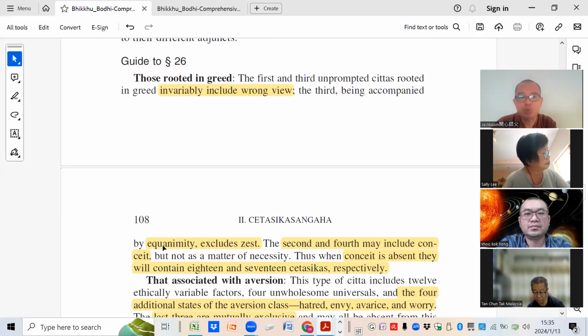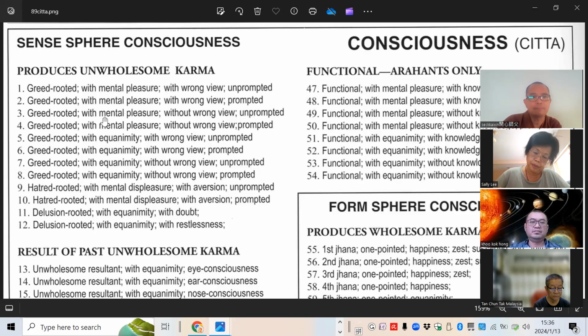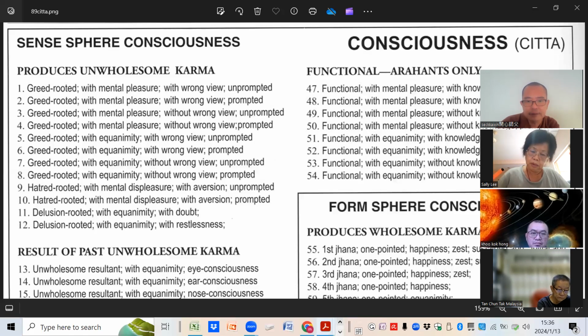Then, the third being accompanied by equanimity excludes zest. Because the third one is accompanied by equanimity, you don't see any zest here. Here you see the equanimity. If they are equanimity, meaning to say that they will exclude the zest. Here there are 4: the first 4 are with mental pleasure, then the next 4 are with equanimity.